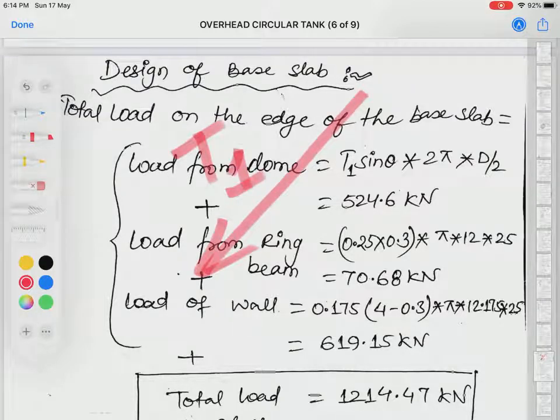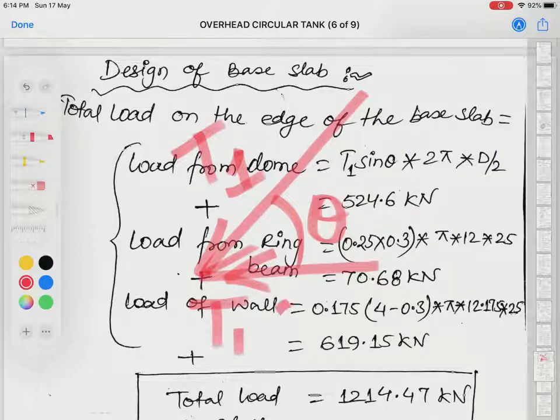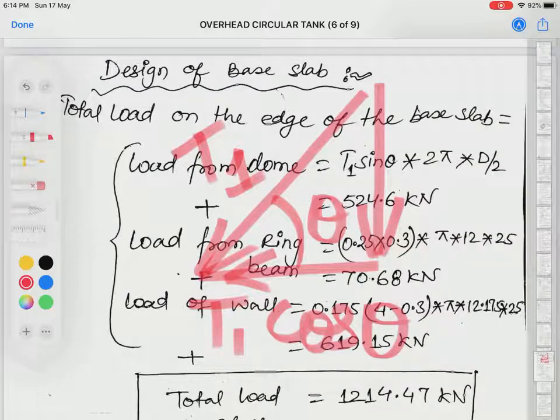Just like this, if T1 is the meridional force, then as we have discussed, the horizontal component of T1, T1 cos theta, is going to be applied on the top ring beam, and similarly this vertical component of meridional force, which is T1 sin theta, will transfer from the top dome to the top ring beam, and then from the top ring beam to the tank wall, and then from the tank wall to the edge of the base slab.